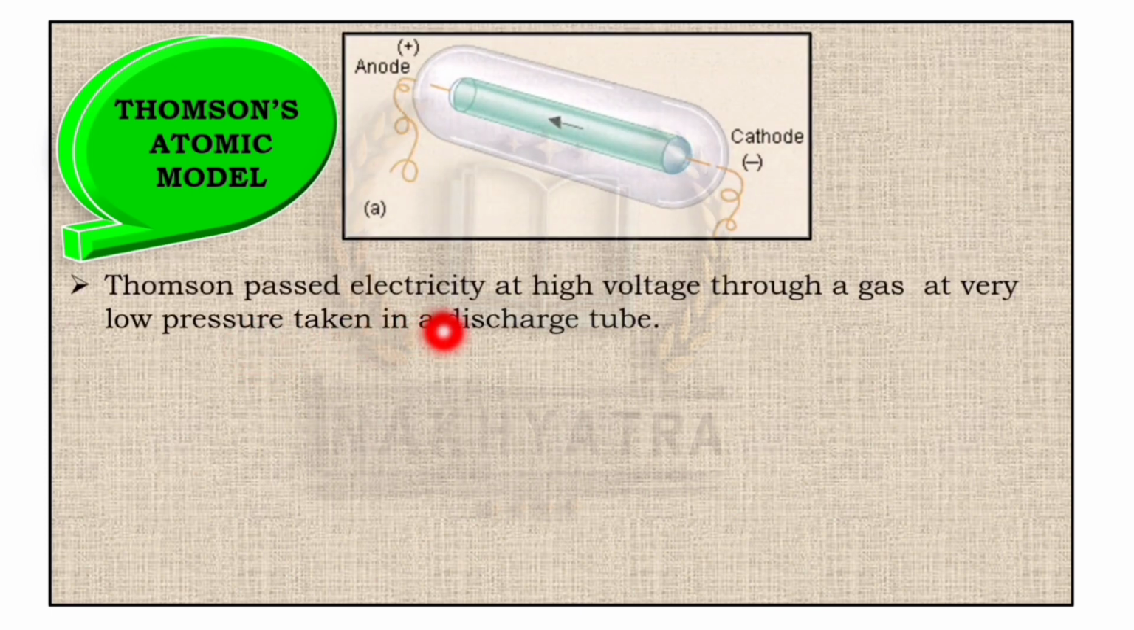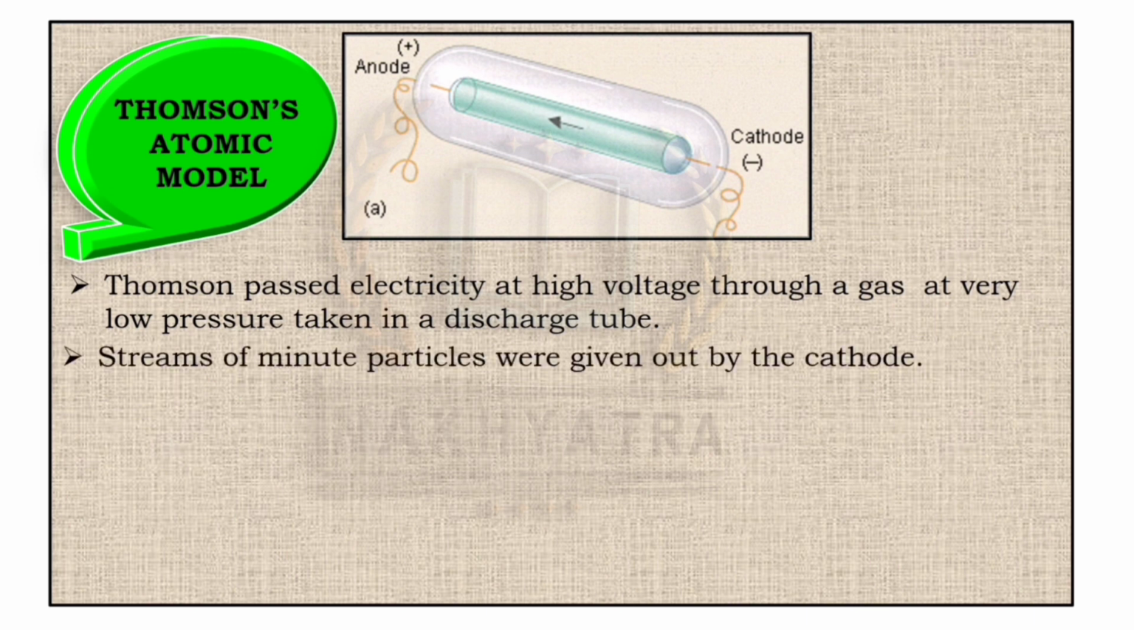Thomson passed electricity at high voltage through a gas at very low pressure taken in a discharge tube. See, this is the discharge tube. Streams of minute particles, that means very small particles, were given out by the cathode. Cathode means the negative electrode.